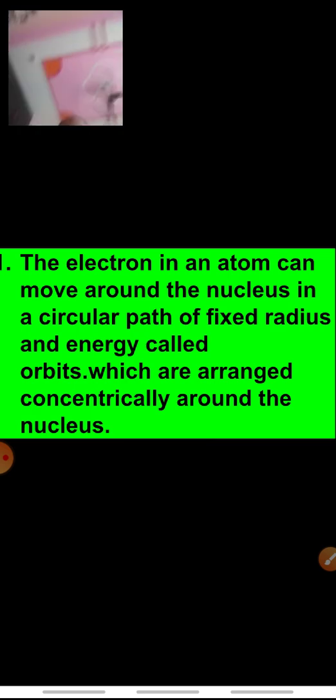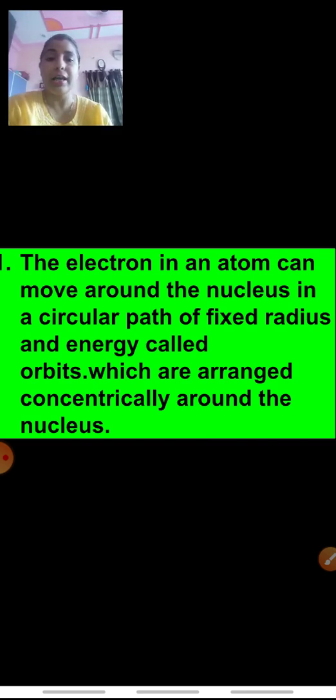Now coming to the next important thing, from here exactly your chapter starts, that is the Bohr's model of atom. You have already learned about Thomson model and Rutherford model. Now we are studying the Bohr's model of atom. Let us first start with the characteristics of Bohr's model of atom. The first thing is that the electron in an atom can move around the nucleus in a circular path of fixed radius and energy, and this is called an orbit.